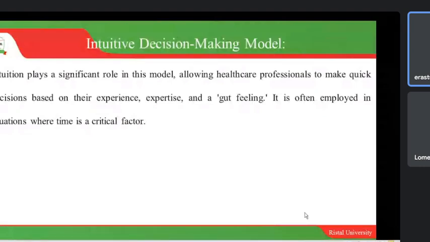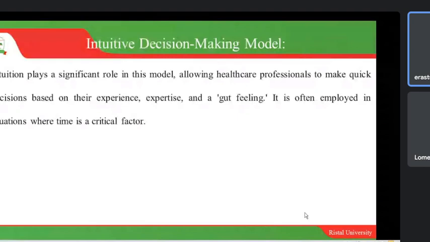I would want you to also do research on the challenges of using the intuitive decision making. It's a very interesting model. We bring our expertise, our experience, and gut feelings. So find out what are the likely consequences of using this model, and also what are the benefits that we can derive from using the intuitive decision making model.